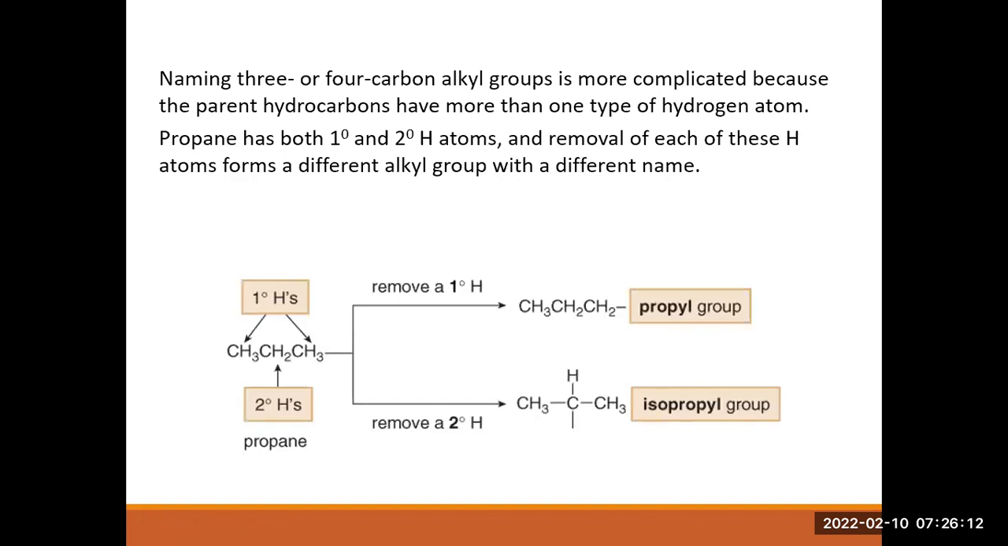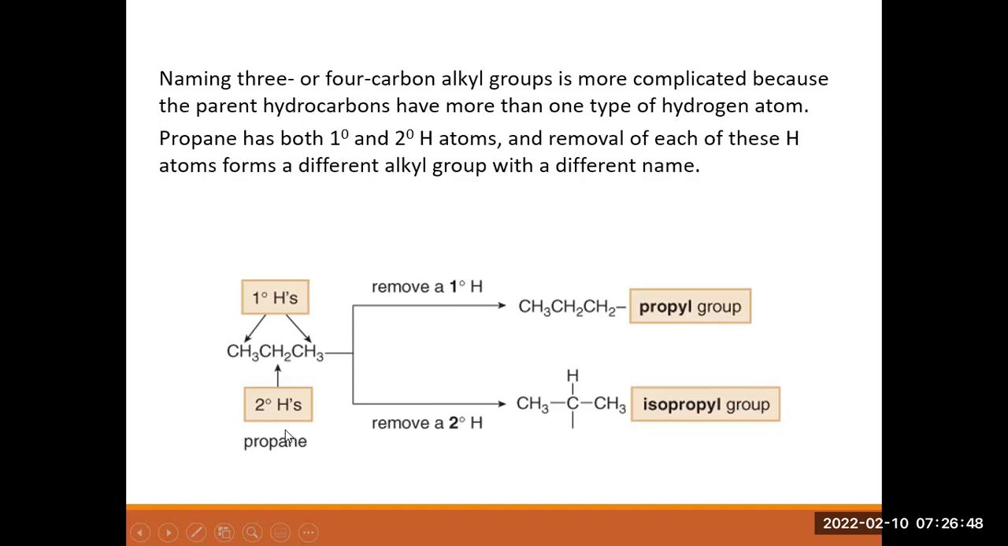Naming 3 or 4 carbon alkyl groups is more complicated because the parent hydrocarbons have more than one type of hydrogen atom. Exactly. That is where the complicated naming starts. Propane has both primary and secondary hydrogen atoms, and removal of each of these H atoms forms a different alkyl group, a different name. For example, these are primary hydrogen. Removing one, of course, that becomes a propyl group.